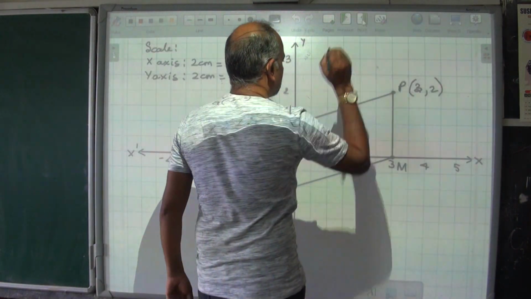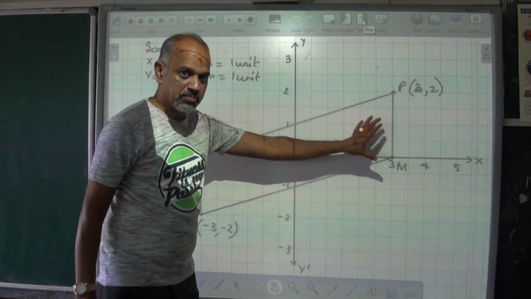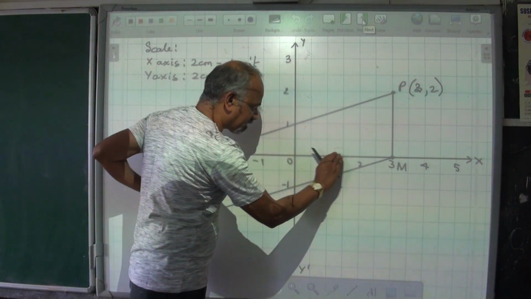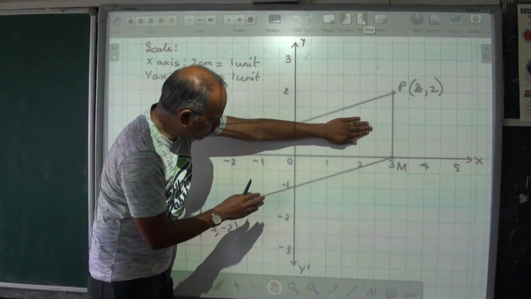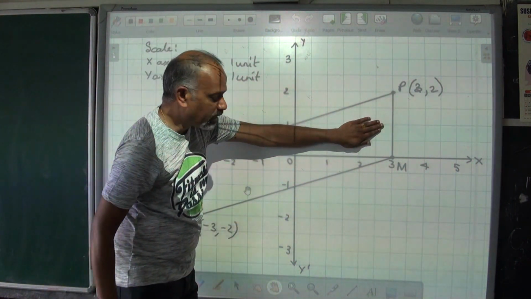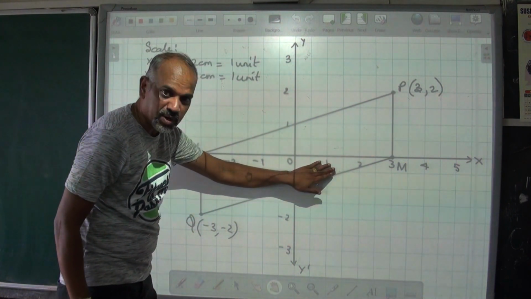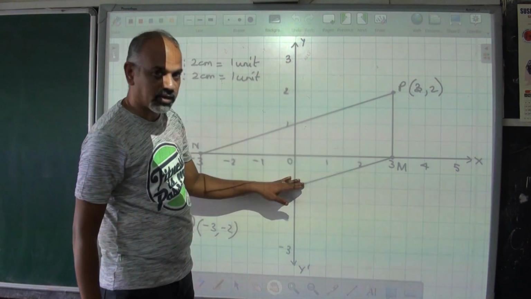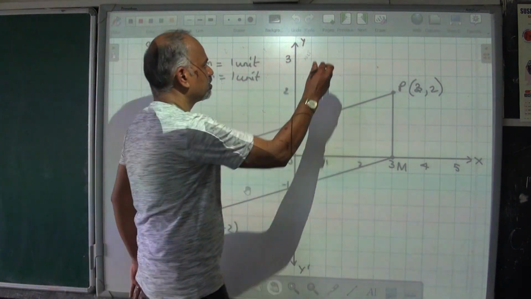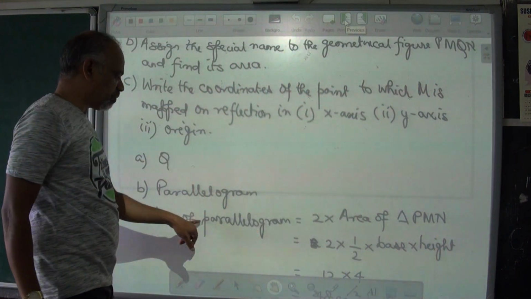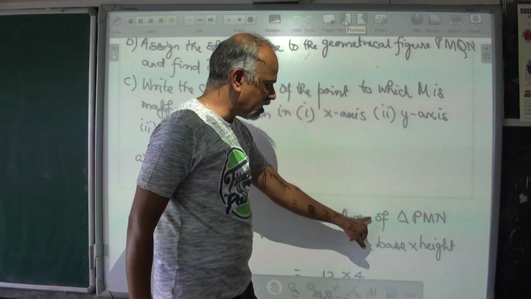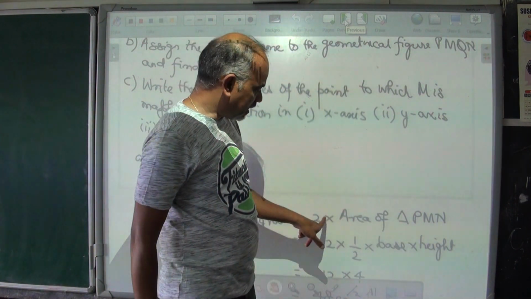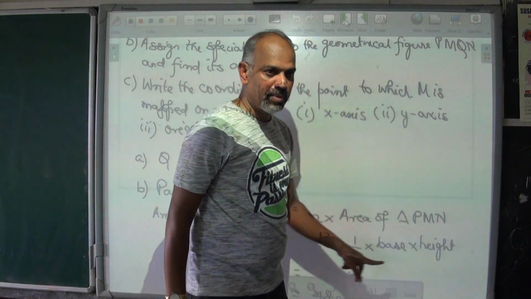Look at the figure again. This is your figure. This is a parallelogram. Now this parallelogram is divided into two parts by the x-axis. The x-axis divides this into two equal parts. One is a triangle on top. The same triangle is there below. So if I can find the area of one triangle, double of that will give you the area of the parallelogram. So area of the parallelogram is 2 times area of triangle PMN. The top triangle was PMN.